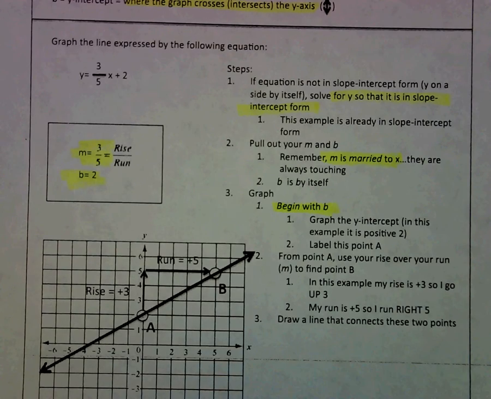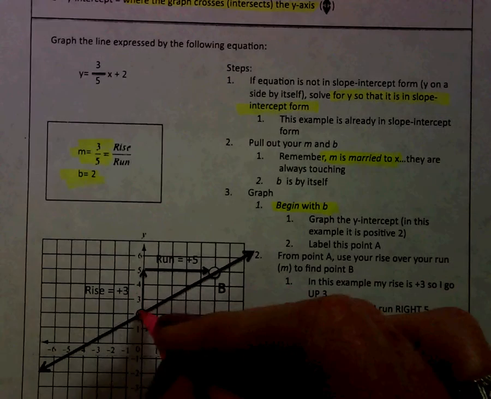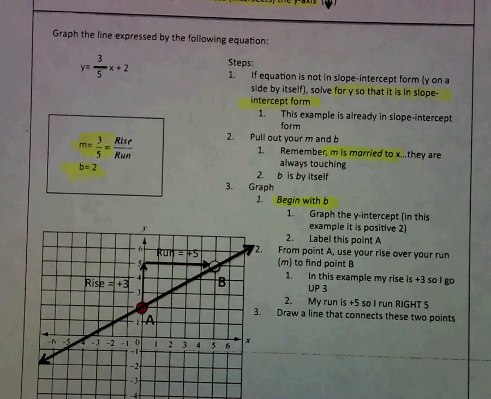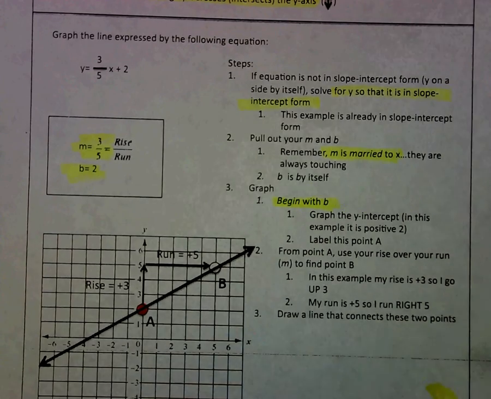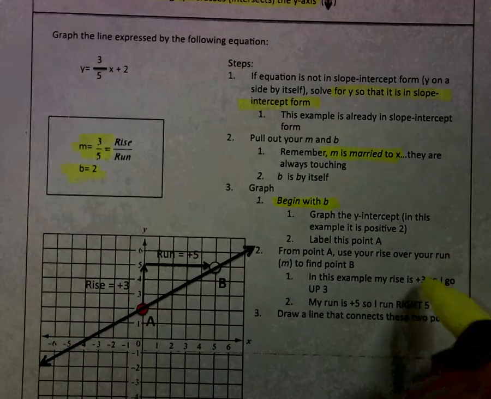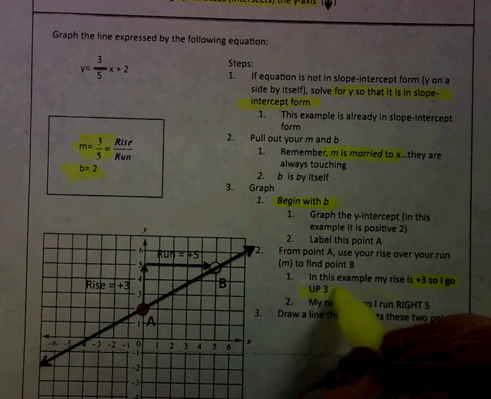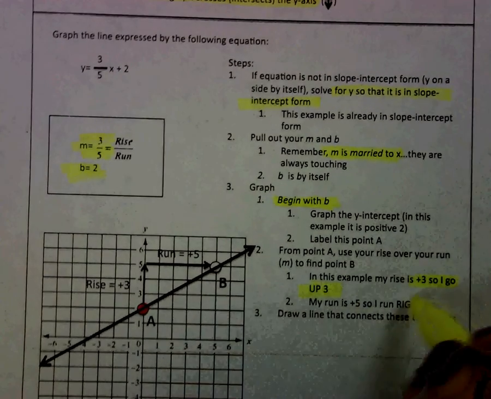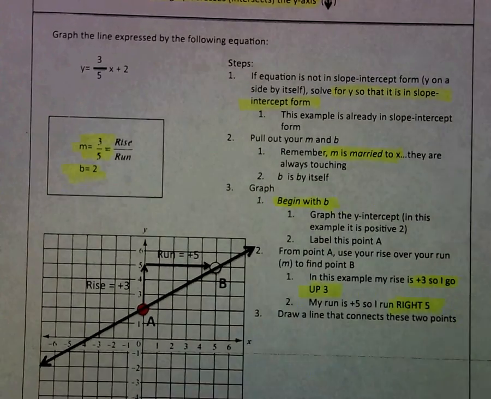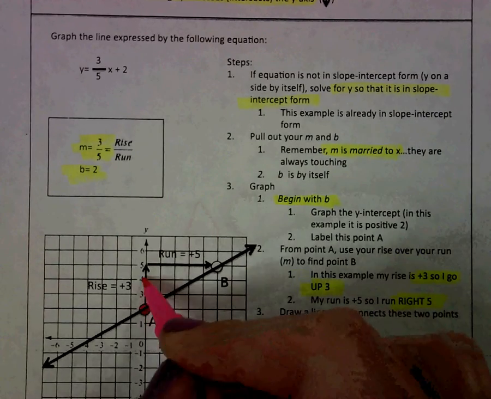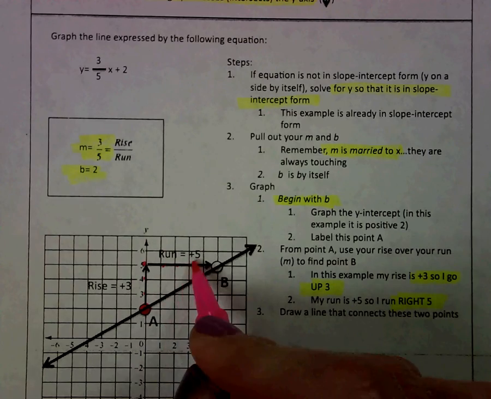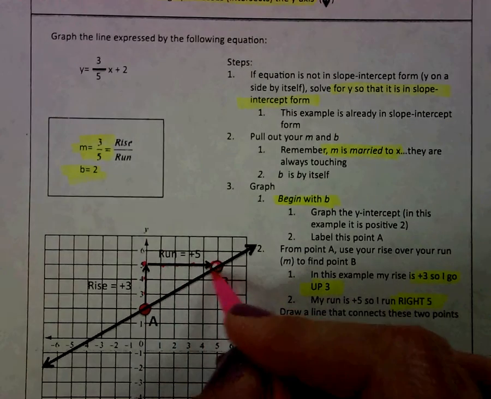Our y-intercept was positive 2, and so that's why we have put our first point here at positive 2. Our slope is 3/5. It's a positive slope, so notice it says you're going to move up 3 and right 5. So from my y-intercept that I already drew, I'm going to go up 3 and right 5, and I'm going to put a new point.